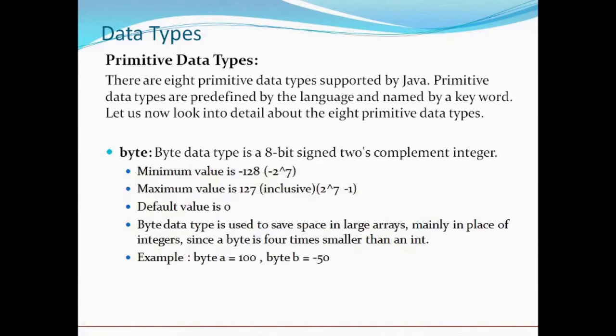So we can declare a byte data type like any other data type. First we write the data type, then the variable, then with the equal to sign the value, whatever value we want to initialize the variable with. As you can see, byte A is equal to 100 or byte B is equal to -50, it can hold both positive and negative values.